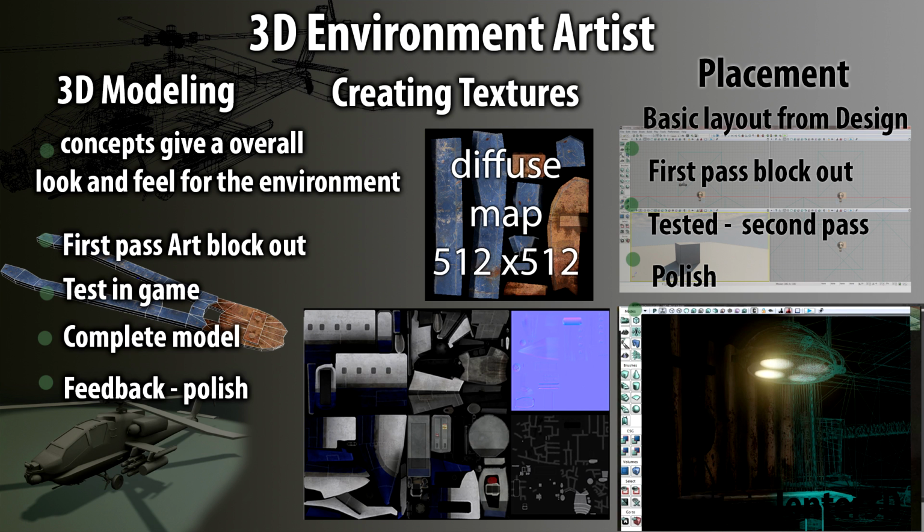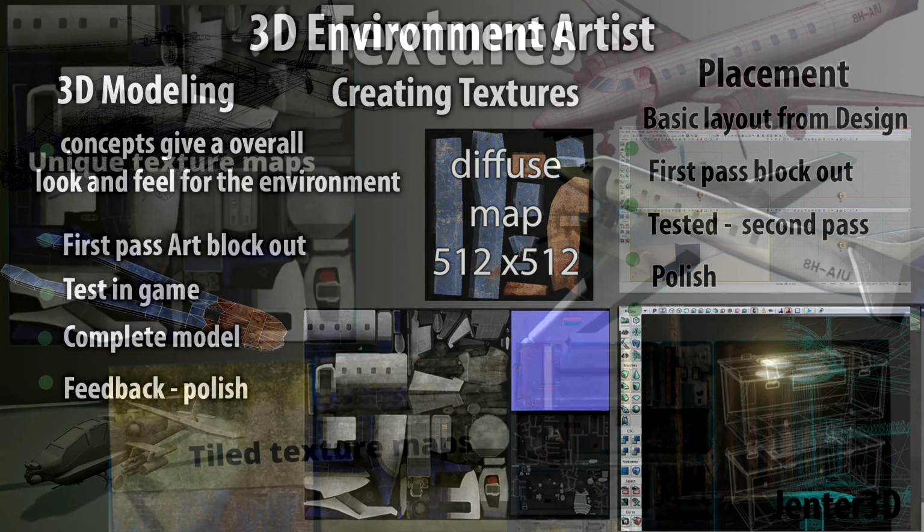Then I'll complete the model and the texture. I'll sit down with the lead environment artist who will give me feedback. I'll also get feedback from other members of the team, such as the other environment artists, QA, animators who may require me to split the asset into different parts for their animation. And then I'll go back to the level editor and place it in all the other places in the game environment where it needs to be.